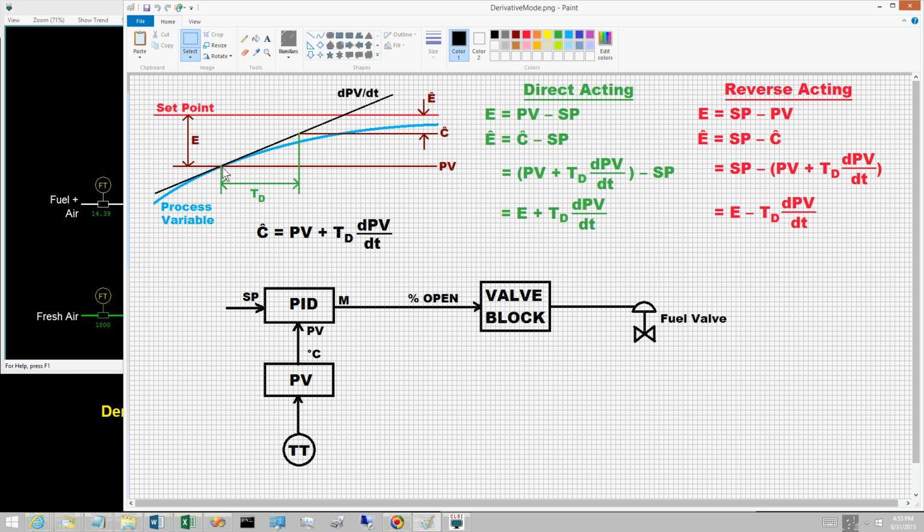Projecting the current rate of change provides the basis for a simple predictor for future values of the PV. Projecting the PV one derivative time into the future gives the projected value C hat. C hat equals PV plus the derivative time T sub D times dPV/dt. In the illustration, the value of C hat is closer to the set point than the current value of the PV. However, this assumes a reasonable value for the derivative time.